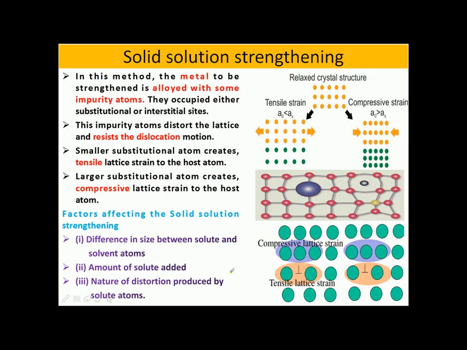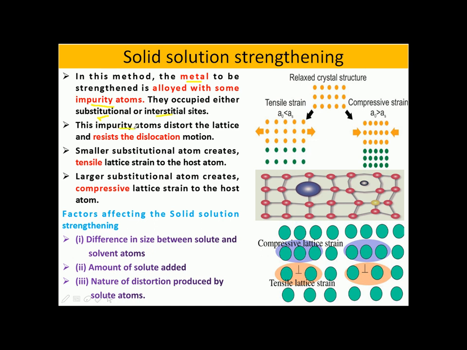Next one, solid solution strengthening. In this case, the metal to be strengthened is mixed with some impurity atoms. When it is added with impurity atoms, they occupy substitutional sites or interstitial sites.